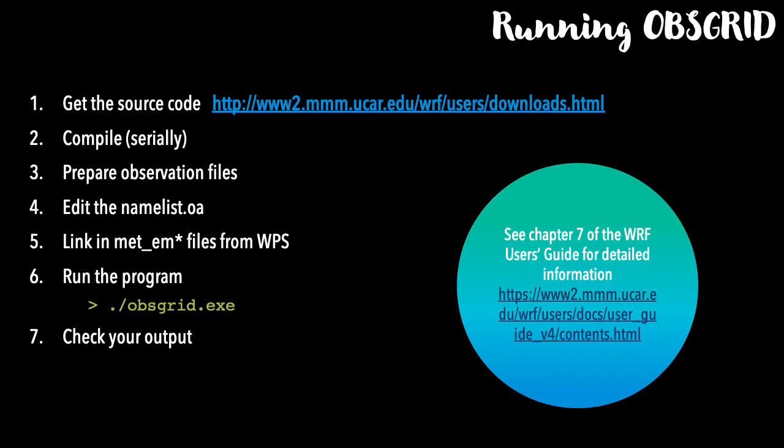To use ObsGrid, you first will download the source code. You then must configure and compile the code, and the code must be compiled serially. There's no parallel option for this utility, but that's okay because it runs very fast. You then will need to prepare your observation files. Each user is responsible for preparing their own data. You then make modifications to your namelist and then link in your input data, or your met_em files from WPS. After that, you just run the program. If you're interested in this option, check out Chapter 7 of the WRF User's Guide. The entire chapter is dedicated to this program, and there is a lot of information in there.